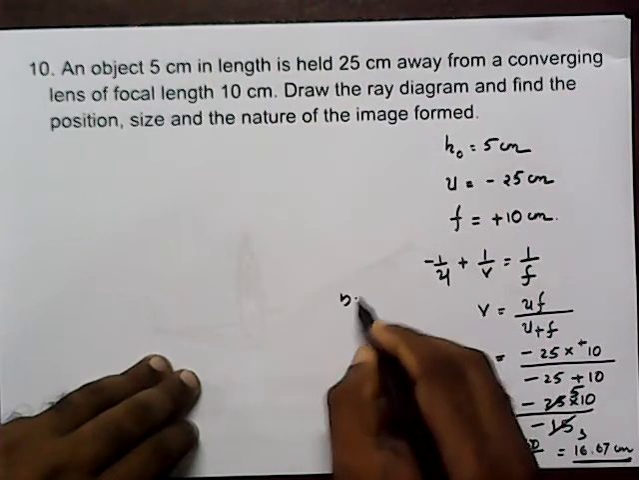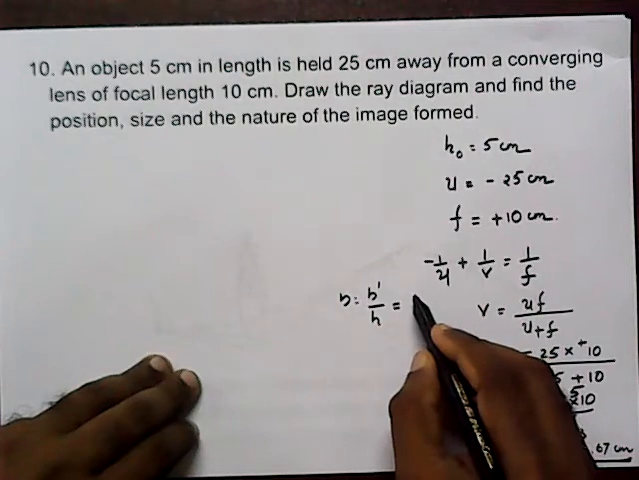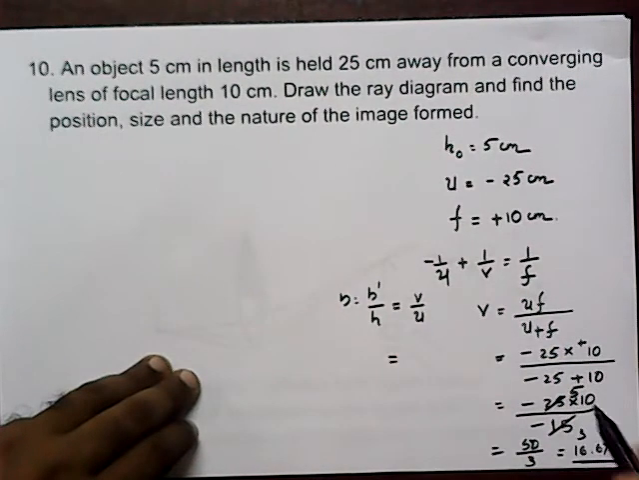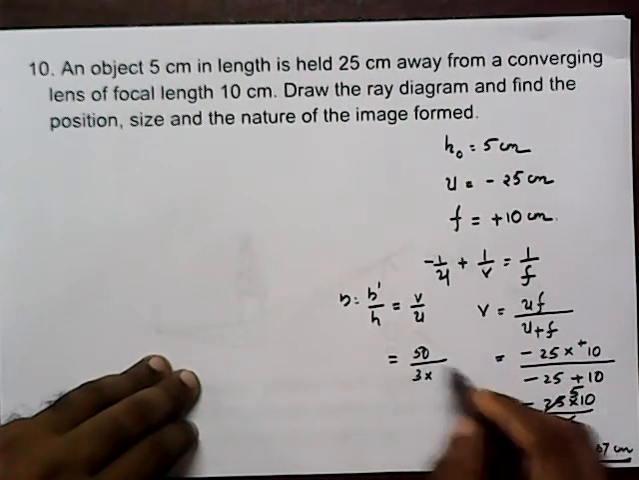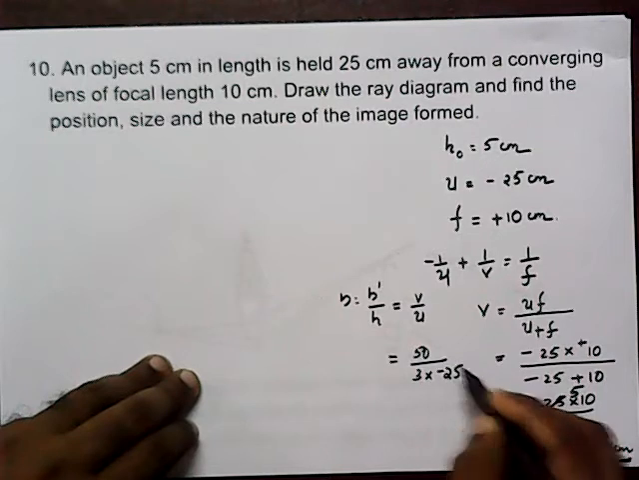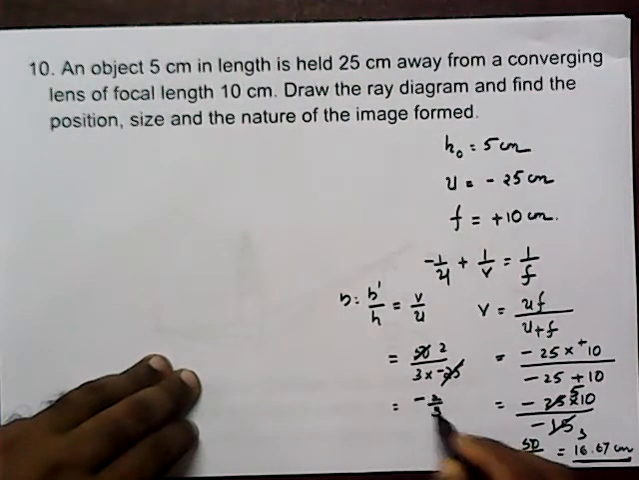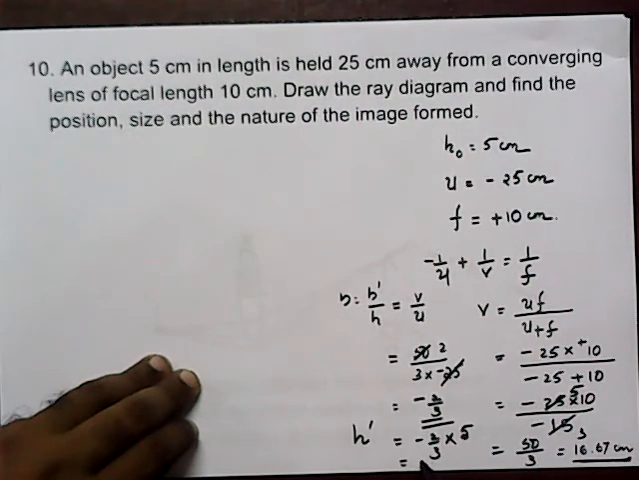We know the magnification is the height of the image by height of the object, and simply the relation is v by u. Here v is equal to plus 50 by 3, and u is equal to minus 25. So you get the value as minus 2 by 3. So the height of the image is equal to minus 2 by 3 into the height of the object, so 10 by 3, minus 3.33 centimeter.